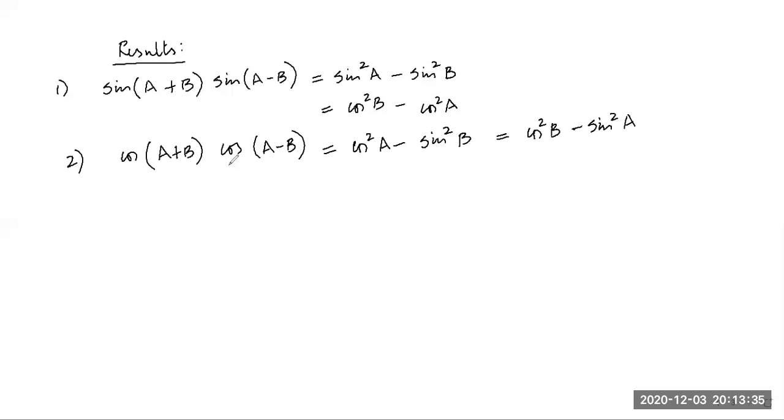Remember, this is a very important result. Cos of A plus B into cos of A minus B is equal to cos square A minus sine square B, right? Is equal to cos square B minus sine square A. So, in order to remember it, you just take A is equal to 60 and B is equal to 30 and then try to prove, it will get into your hand. Right. Then third one, sine of A plus B plus C. What is the compound angle? A plus B plus C.